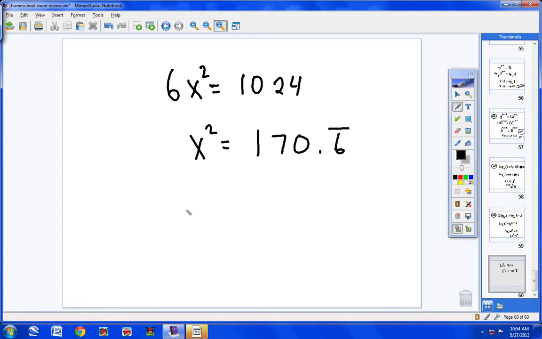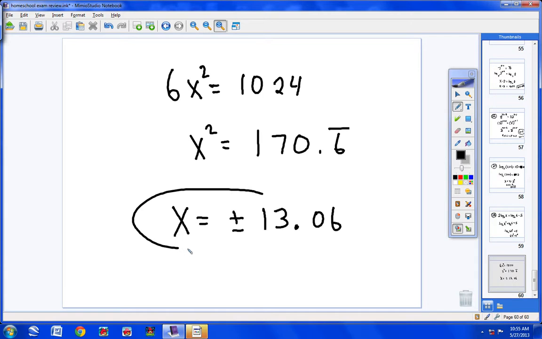And then take the square root of both sides. Guys, I don't know what that would be, but plus minus 13, 14 times 14. It could be 14 point something. Someone type that in when they get a chance, please. The square root of 170.6 repeating. Are you sure? 13.06.